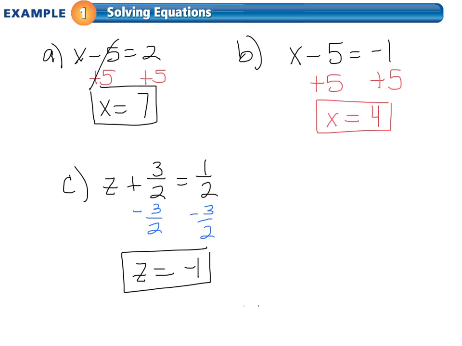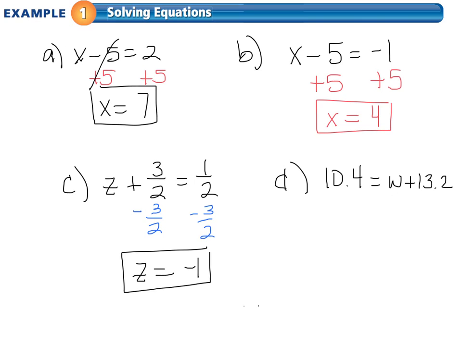So let's do this. 10.4 equals w plus 13 2/10. Now notice in this problem, the variable is on the right side. Because the variable is on the right side, you have to move everything to the left.